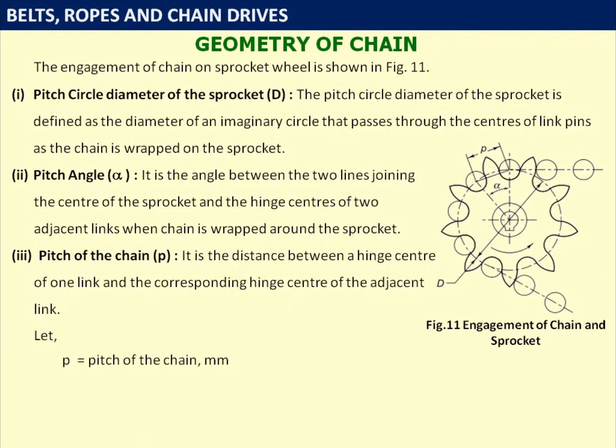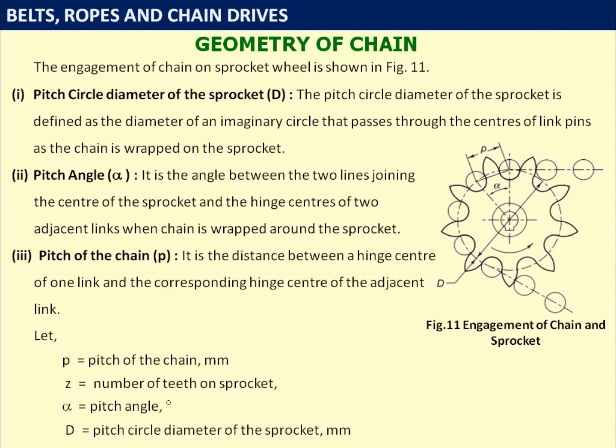Now let small p be the pitch of the chain in mm. Z is the number of teeth on the sprocket. Z1 is for the smaller sprocket and Z2 is for the bigger sprocket. But here in general we have denoted Z as the number of teeth on the sprocket. Alpha is the pitch angle in degrees and capital D is the pitch circle diameter of the sprocket in mm.